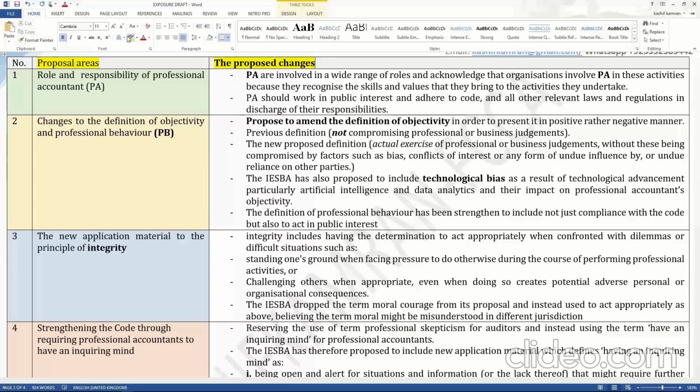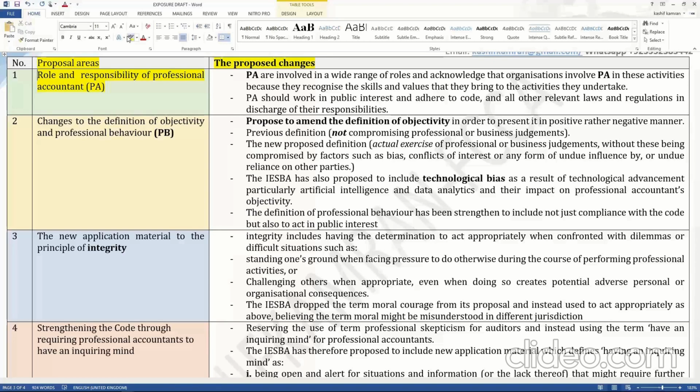Now let's look at the first area of change. The first area of change is the role and responsibility of a professional accountant. You all know who a professional accountant is, right? The auditor is a professional accountant. Any other role adopted by an accountant is a professional accountant, right? Professional accountants can be management accountants, financial accountants, auditors, or internal auditors. So professional accountants can take different roles. Irrespective of whatever role you are taking as a professional accountant, the code of conduct is highlighting your role and responsibilities as a professional accountant.